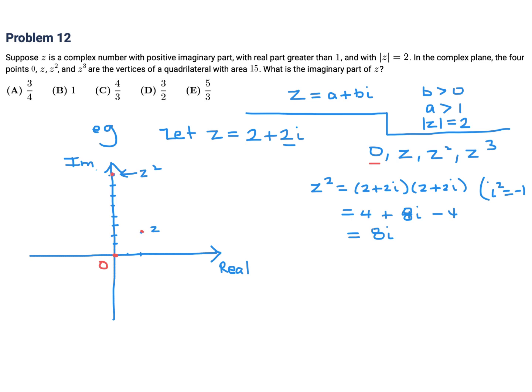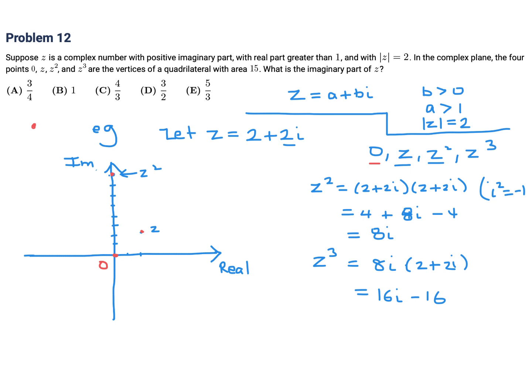And then the final one I have to do is z cubed. So we got this one, and this one. Z cubed will basically be z squared times z. That looks to me like 16i minus 16. So this is not drawn to scale. It's minus 16 plus 16i, so it's going to be way up here somewhere. Let's just say it's somewhere up here. And that will be the vertices of my quadrilateral.